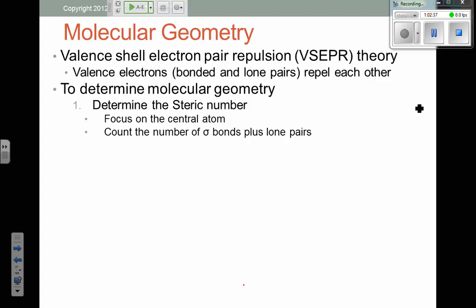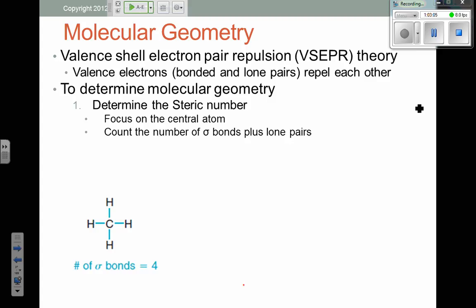In general, VSEPR theory for electron geometry is saying atoms don't want to be super close to each other. They have electrons surrounding them, and electrons repel each other, so they want to be as far apart as possible while still retaining overlap to have the bond. So basically, what we can use is steric number, which is really just counting our number of sigma bonds and our lone pairs so we can understand how many orbitals are surrounding the atom.